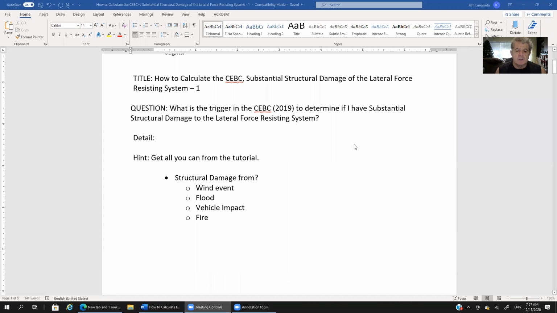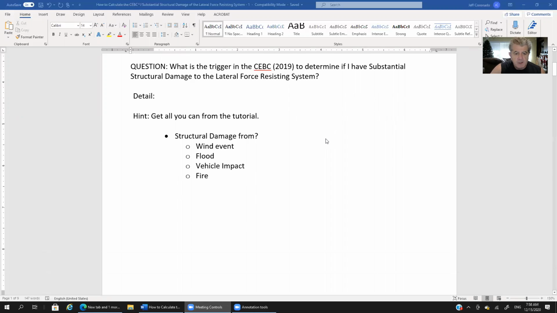So, structural damage from what? What can we have structural damage from? Oh my goodness, so many things. Wind events, floods, vehicle impacts, fire, and so many more things that cause harm to our structures. So really, repairing an existing structure can come at us from so many different directions.